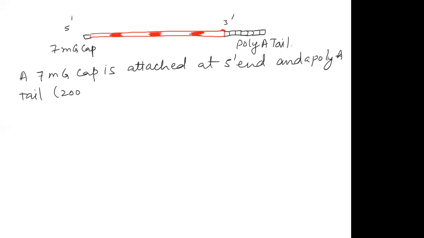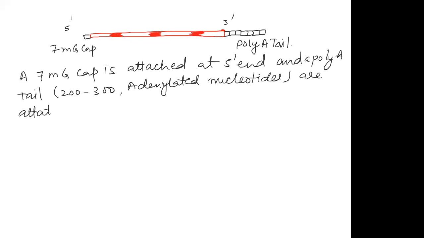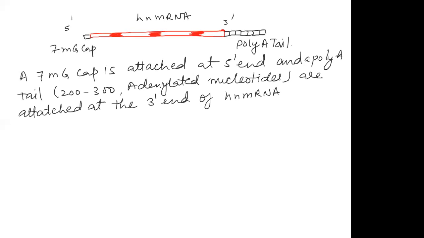around 200 to 300 adenylated nucleotides are attached at the 3' end of HN mRNA. This is still HN mRNA. Now, why this is done?